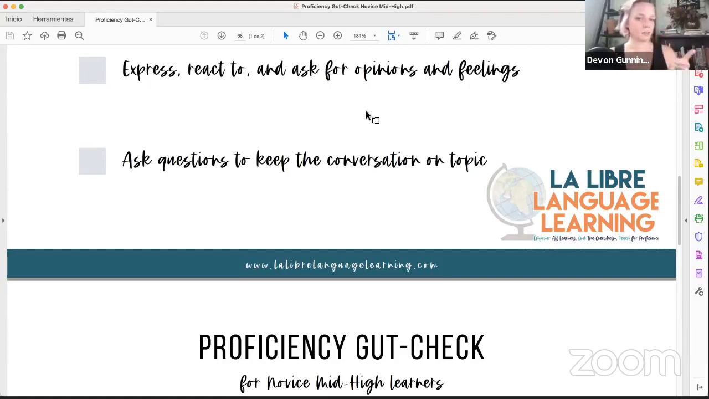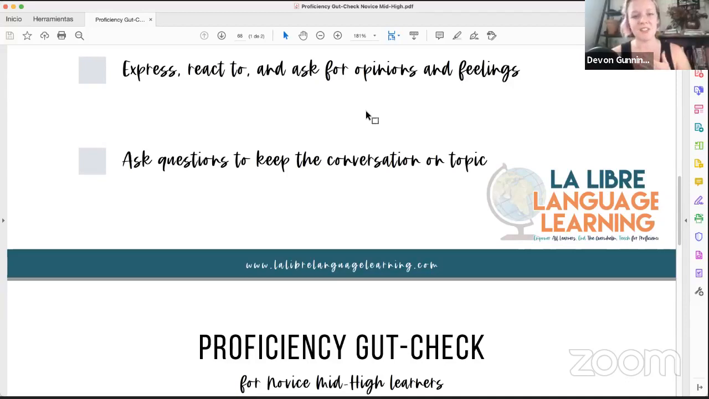Can your students express, react to, and ask for opinions and feelings? So can they ask for is the part that really makes them novice high, because expressing and reacting to is novice mid. And then when they can ask for opinions and feelings, that gets them to novice high. Something that we often do in Spanish 1, French 1, Chinese 1, all of those beautiful level 1 classes that I love so much. I love level 1.